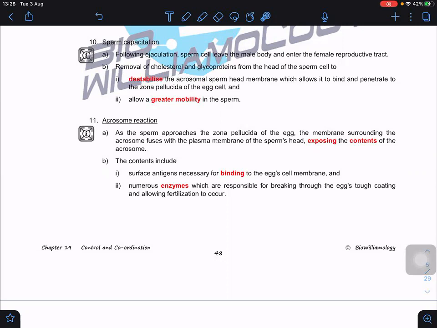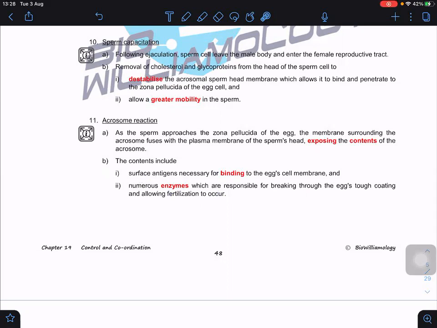As the sperm cell approaches the zona pellucida of the egg cell, the egg cell actually contains a layer of jelly coat, known as the zona pellucida. The acrosome fuses with the plasma membrane of the sperm head, exposing the contents of the acrosome. These contents include the surface antigen necessary for binding to the egg cell's membrane, as well as the enzyme which is responsible for breaking through the egg's tough coating and allowing fertilization to take place.